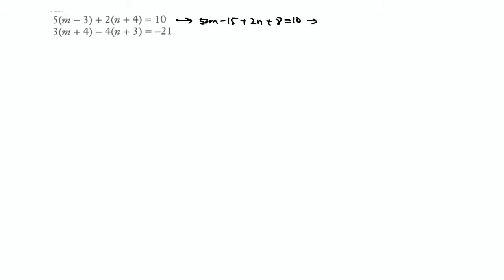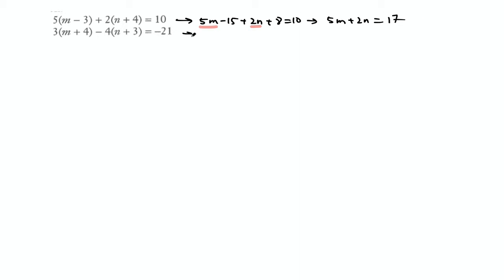Now, we want to group all the variables to one side. So we get 5m plus 2n. And on the right-hand side will be all the numbers. All right. So minus 15 plus 8, right, will end up giving me minus 7. So if I want to bring that over, it's going to be plus 7, right? So it's 10 plus 7, which gives me 17.